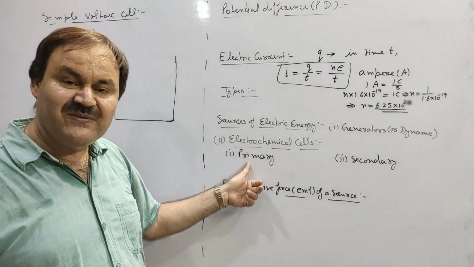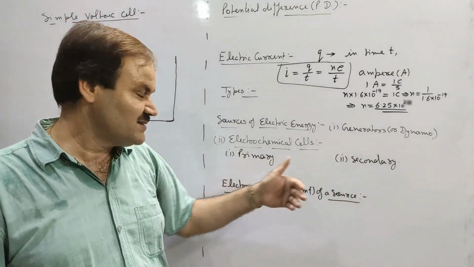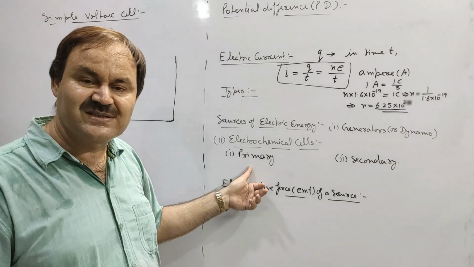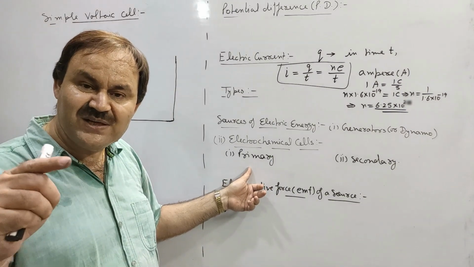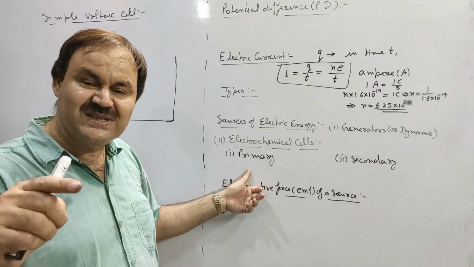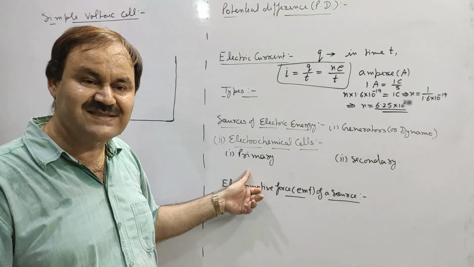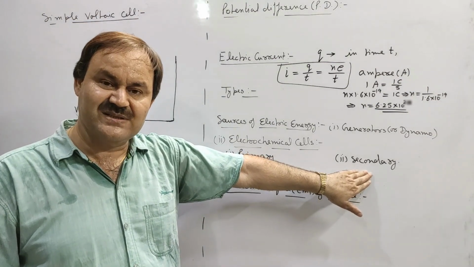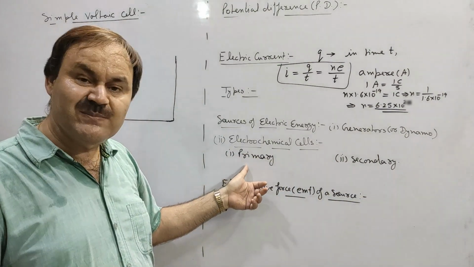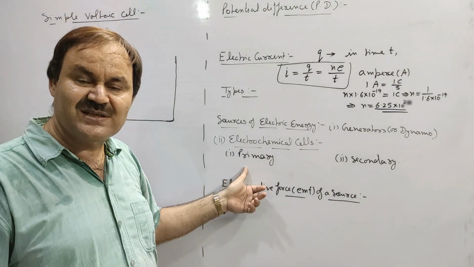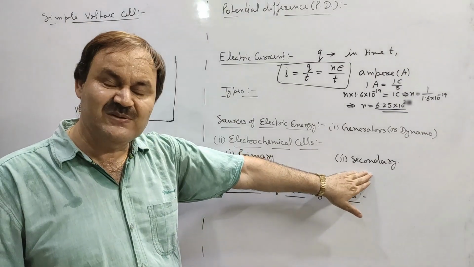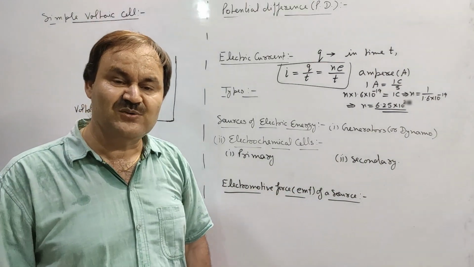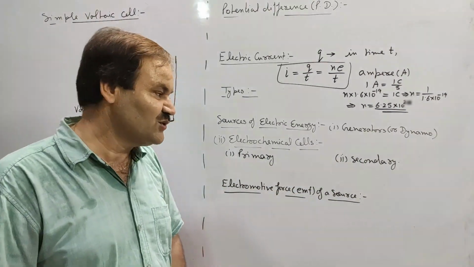The other difference between primary and secondary cells: first, the primary cell has large internal resistance. If it has large internal resistance, then it will be capable of giving less current, while secondary cells have less internal resistance. Also, the E.M.F of primary cells is comparatively less than the E.M.F of secondary cells, and later on we will discuss what the E.M.F of a source is.